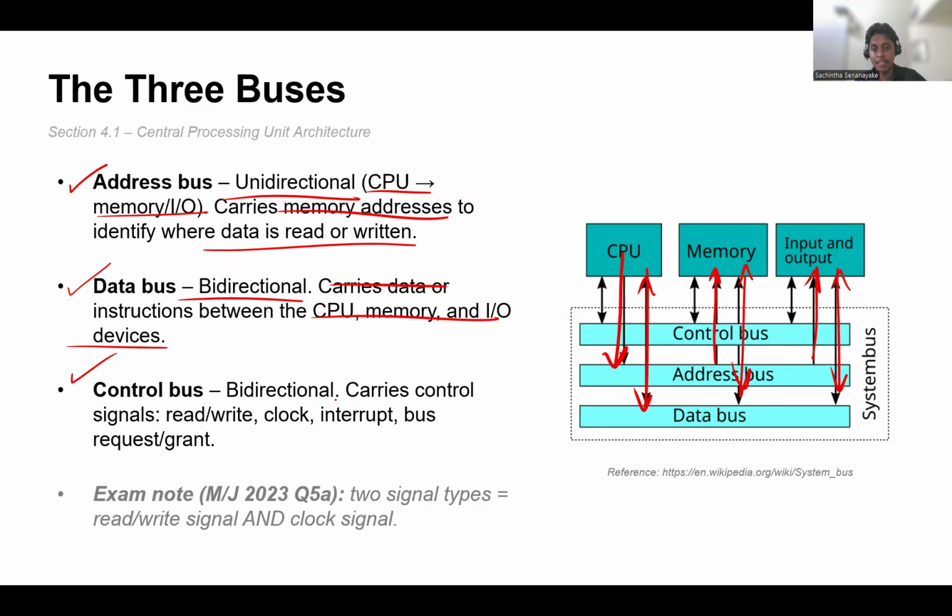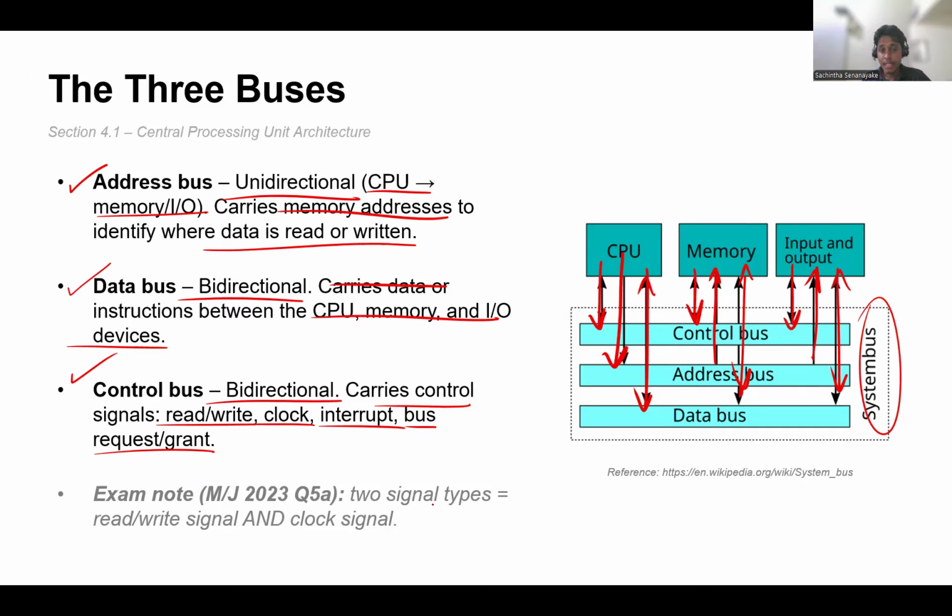And finally, you have control buses, which are again bidirectional. I'm sorry, I said control signals. They send and receive signals which control the rest of the computer, right? So keep in mind, the control bus is bidirectional because the CPU can send instructions or control signals to the rest of the components, but the rest of the components can also send instructions to the CPU, for example, in the case of interrupts, right? So control buses are bidirectional, like I said, and they carry control signals that indicate when to read and write, carry clock signals, carry interrupt signals, carry bus requests or grants, whatever, right? And together, the control, address, and data buses are referred to as the system bus.